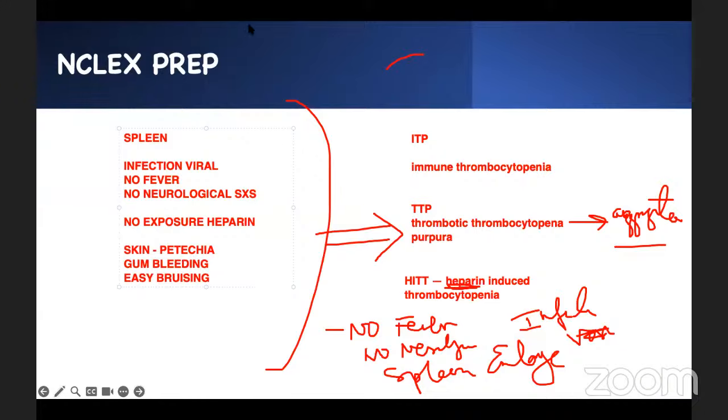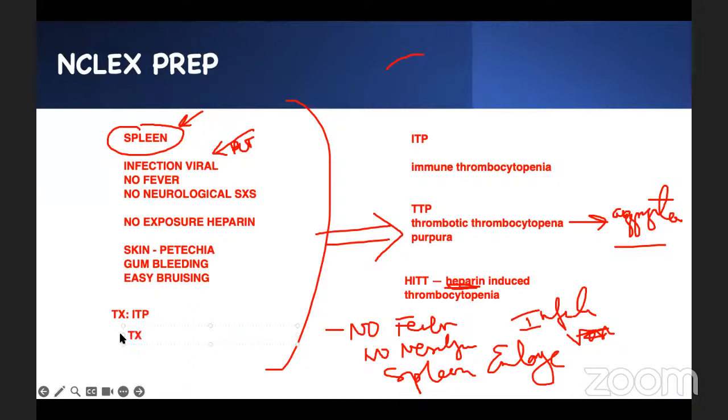This scenario changes. Therefore, what do you think? This is classic ITP. The key word is the spleen is enlarged. You have antibodies destroying your platelets, and usually it occurs in the spleen. Therefore, the spleen gets bigger and bigger and bigger, and it becomes a problem for somebody who has ITP. What do you think, based on the pathophysiology, would be the treatment for that?